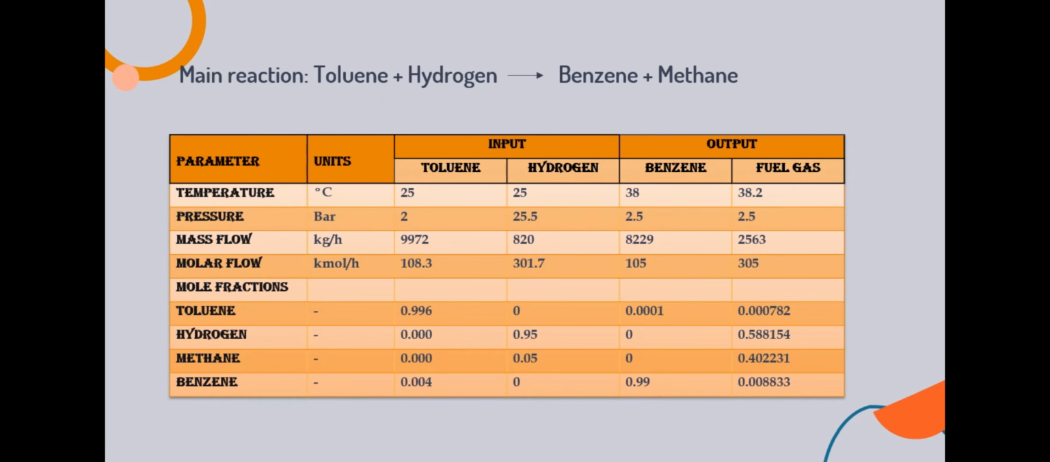In this slide, as we know, the main reaction, which is toluene plus hydrogen, will produce benzene and methane. Below is the table included, which includes all the parameters such as temperature, pressure, mass flow, molar flow, and not forgetting mole fractions. The input and output composition is inserted as well for toluene, hydrogen, benzene, and fuel gas.